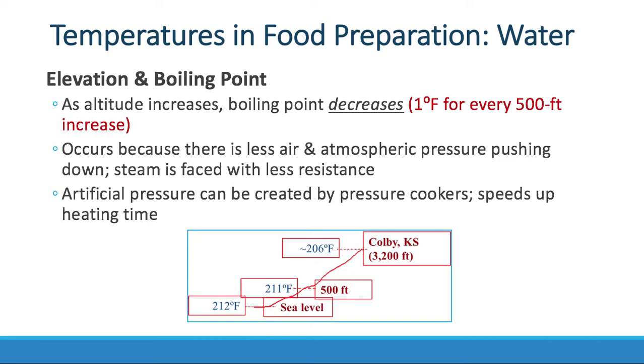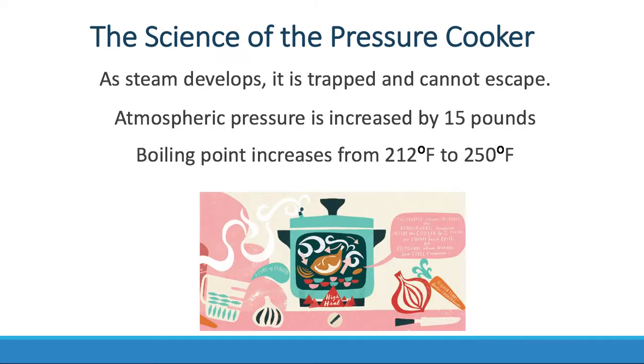So we can create artificial pressure in order to speed up our cooking time. This is done through the use of pressure cookers. The purpose of a pressure cooker is to add that 15 pounds of atmospheric pressure and then trap it. By doing so, our water needs to heat up more to combat that additional pressure and release that steam. So our boiling point goes from 212 degrees Fahrenheit up to 250 degrees Fahrenheit. So we're cooking at a much higher temperature, meaning we're really speeding up the cooking process.